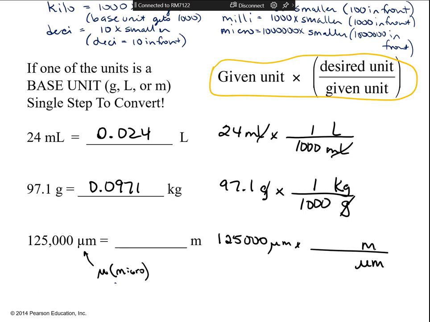Anytime you see micro, what goes in front of it? A million, right? So micro gets the million. That's a one with six zeros. The base unit gets the one because micro is really, really, really small. It takes a million micro just to make a base unit. So is it always going to be a one? One of them will be a one. The other one's going to be some number. For deci, centi, milli, micro, those ones will always have 10, 100, 1,000, or a million. For kilo, kilo will be the one, and the base unit's 1,000.